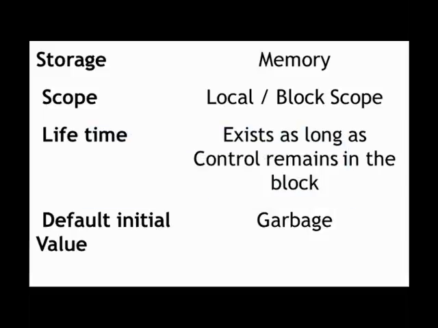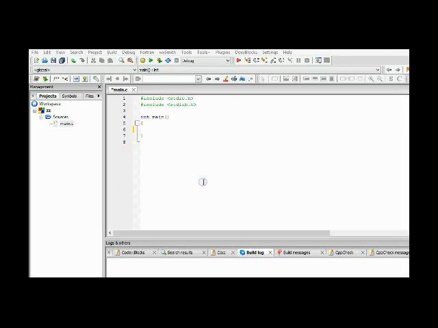So this is a brief explanation about automatic variables. Storage is memory. The scope is local or block scope. Lifetime: it exists as long as the control remains in the block. So it is destroyed once it is out of the block. The default initial value is the garbage value. So let's type an example for an auto variable.